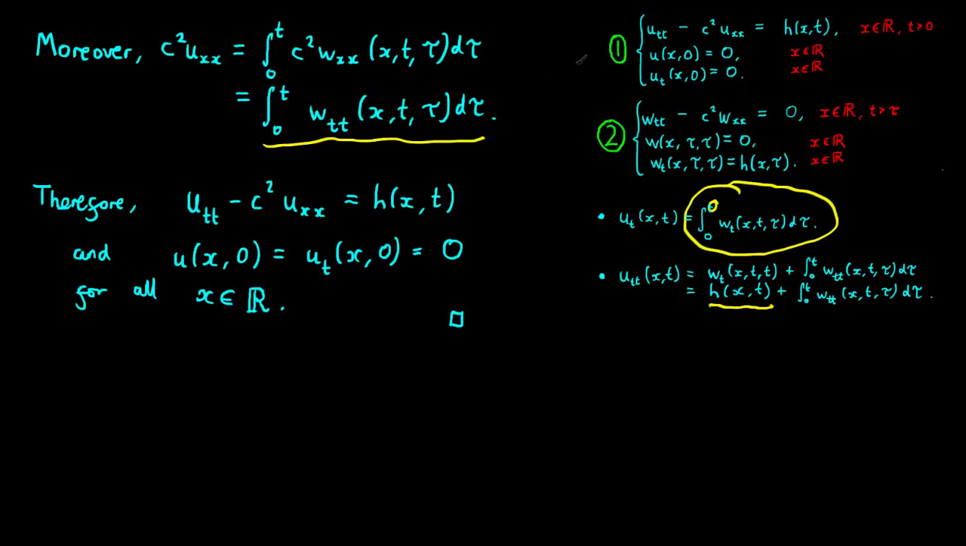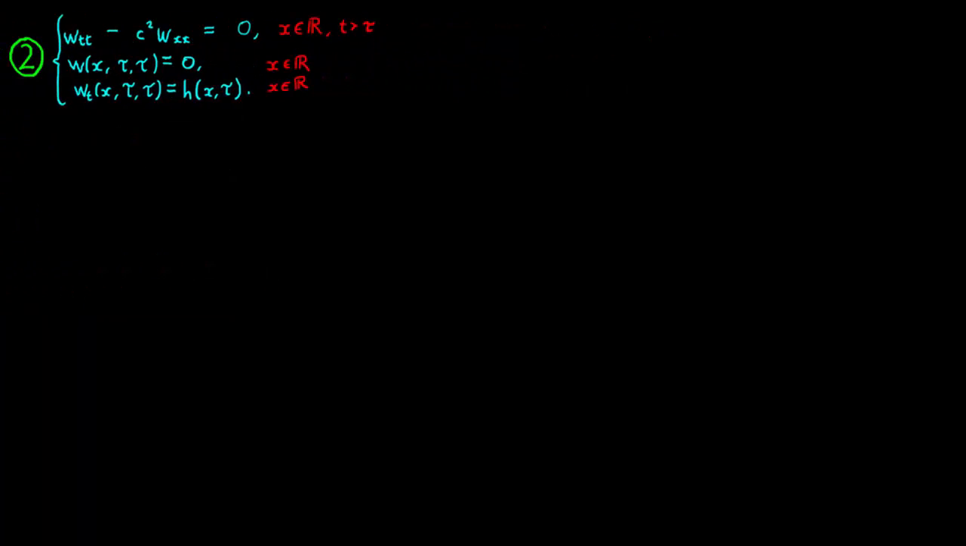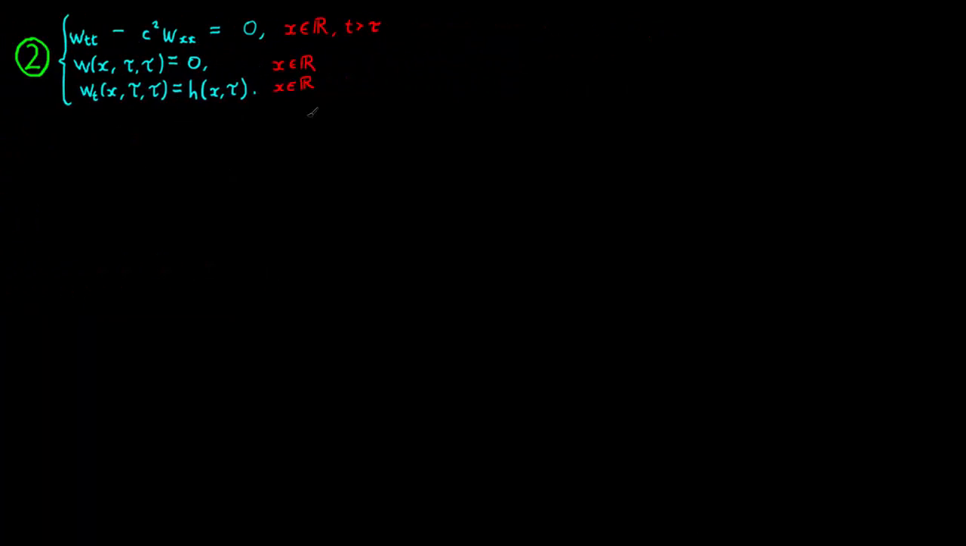Okay, so that theorem that we've just proved says that if we can find a solution to problem 2, then we just integrate it with respect to tau, and we get the solution to problem 1, which is the inhomogeneous wave equation that we're trying to find the solution of. So the next step is going to be, how do we solve problem 2? Because once we can do that, all we need to do is integrate whatever we get, and we'll have finished the problem. So here is problem 2.